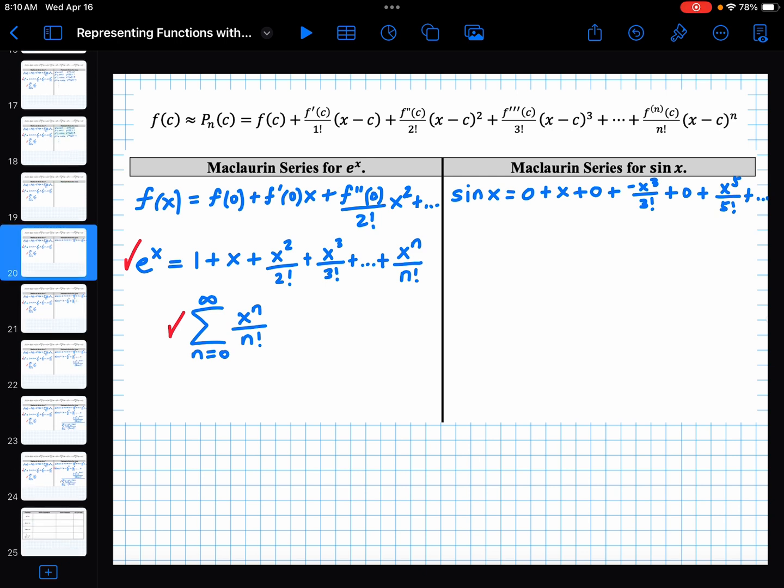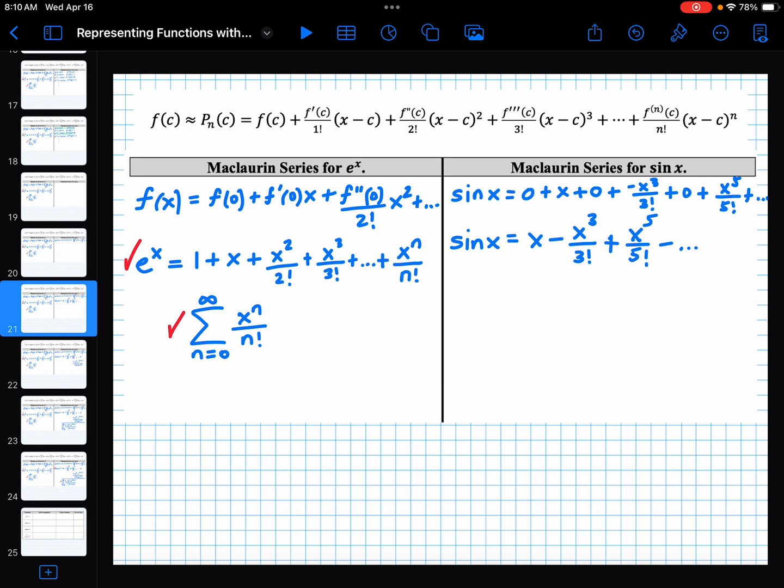And when that happens, we can rewrite it without the zeros, and we're going to get this pattern showing up. So there's two things to pay attention to here. Number one, all of the degrees of x are odd. Right? The factorials are going to match those degrees.